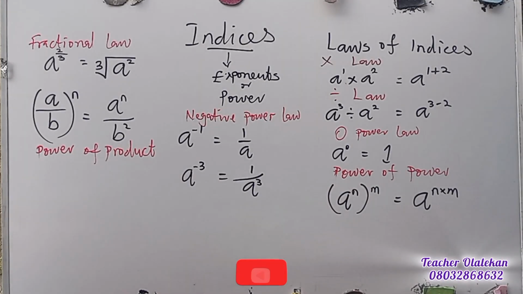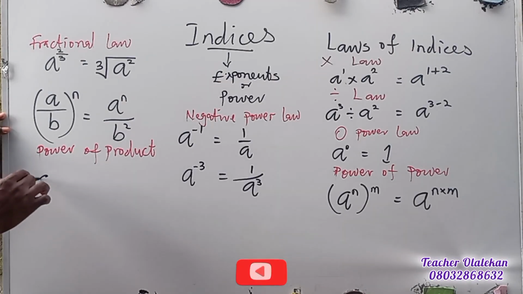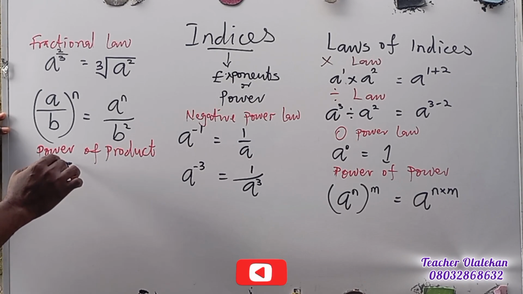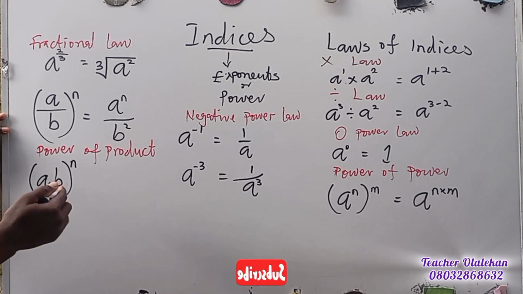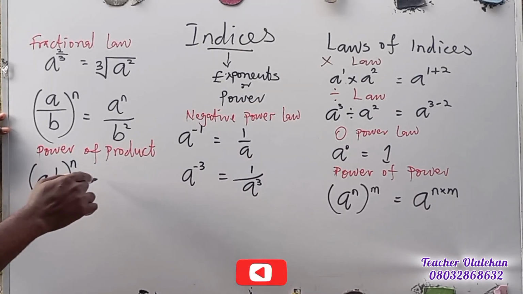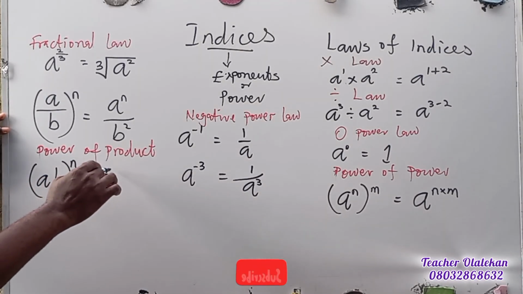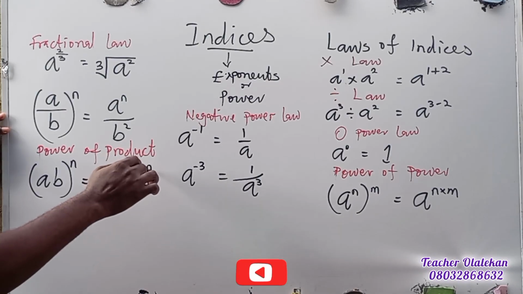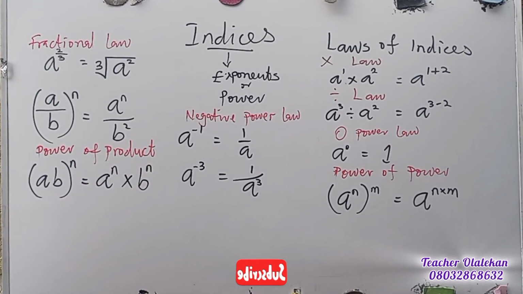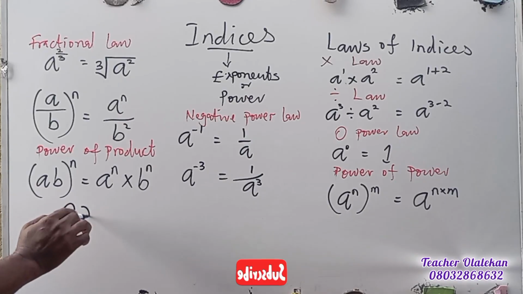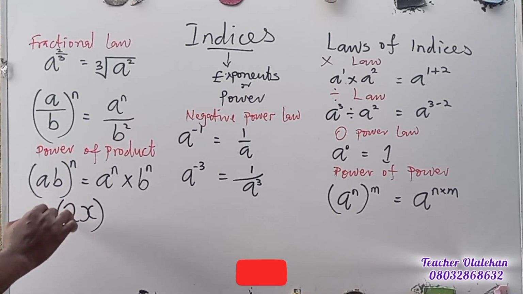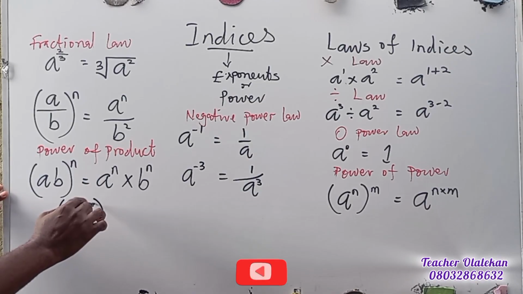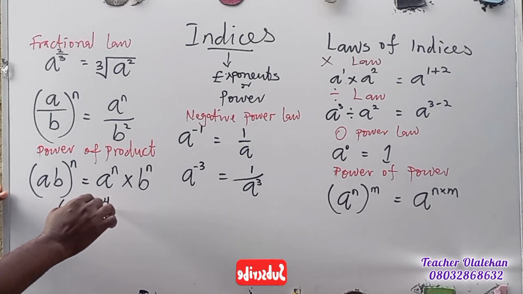What power of product simply means is that in case you have something like ab in brackets raised to the exponent, let's say n, let's use n, that is the unknown, what this simply means is a raised to power n multiplied by b raised to power n. So you should know that in case you have something like, let's say, 2x squared raised to power 4.